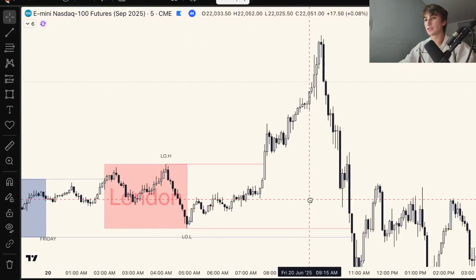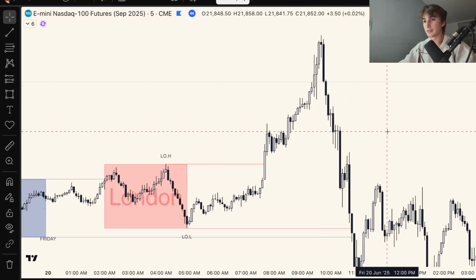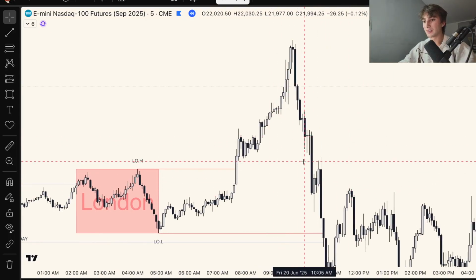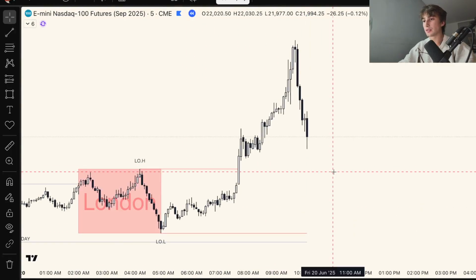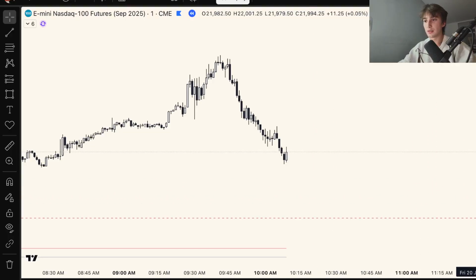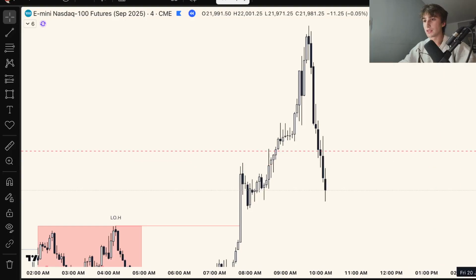It truly is just the best way to trade. I don't even know how else I can say it. It just shows you exactly what price wants to do all the time. It's a blessing. It's truly a blessing.